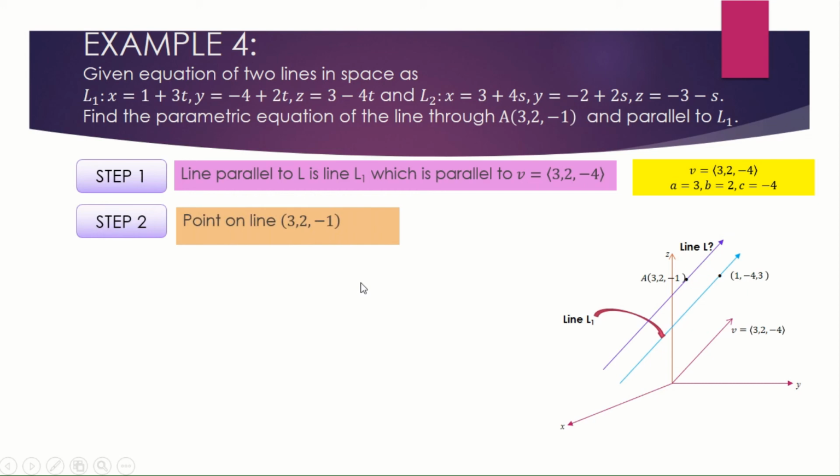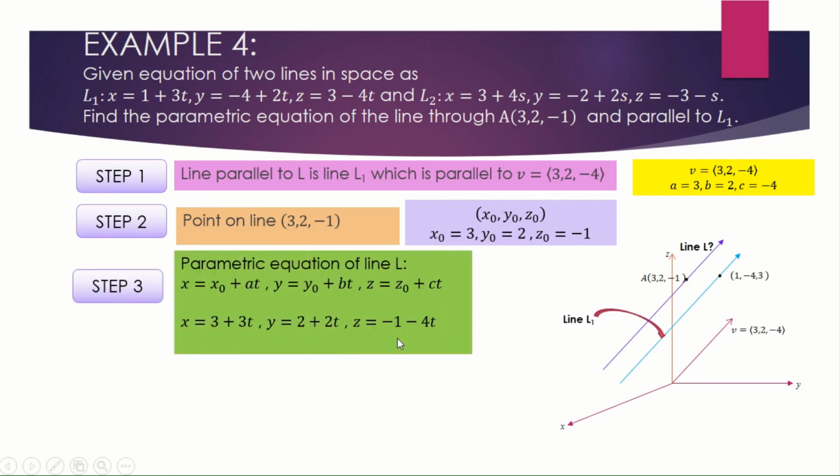We need a point on line L, because we want to determine the equation of line L. So we take the point (3, 2, -1). You have to be careful which point to take: because we want to determine the equation of line L, the point must be on line L. So we have x naught, y naught, z naught here, and we can write the parametric equation of line L, the purple line: x is equal to 3 plus 3t, y is equal to 2 plus 2t, z is equal to -1 minus 4t.